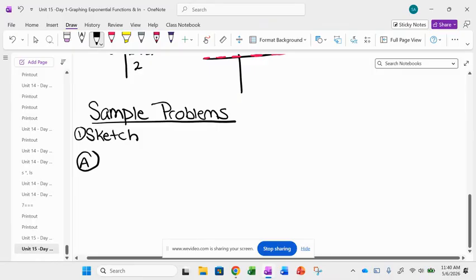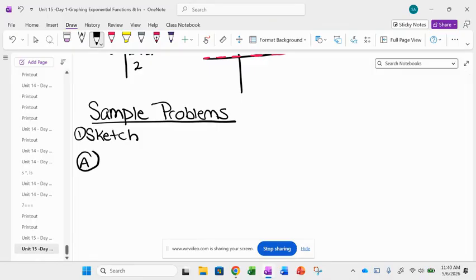First one is going to be y equals... Which one do I want to do? We want to do y equals 2 to the x minus 3, minus 1. There we go.